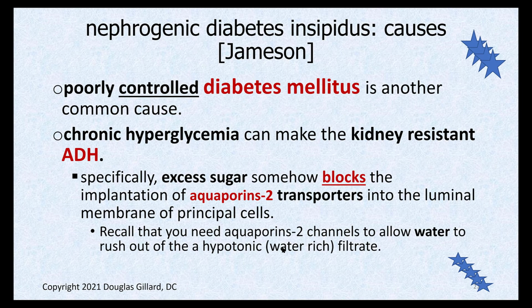Another cause is poorly controlled diabetes mellitus. So somebody has diabetes, it's a silent killer, right? You don't feel any, you feel fine, but you have too much sugar in your blood, and that sugar can cause trouble. In fact, it looks like it somehow blocks the implantation of aquaporin 2 channels into the luminal surface of the principal cells. So there's nothing wrong with the making of aquaporin 2. It just can't be inserted. So diabetes mellitus again affects aquaporin 2 channels.